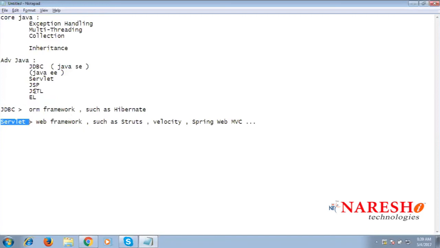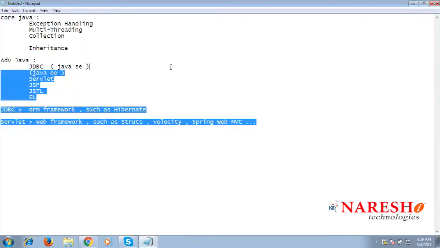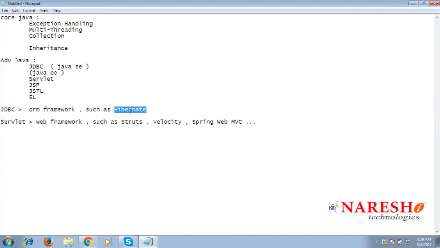JSTL, as I said, and EL is a small expression language that you're going to learn. So this is the relationship, and this is the importance of this technology. If you don't learn this, you cannot build a path towards these things. And for students in a hurry to learn other technology, I can give you clarity: after I finish JDBC, your path towards Hibernate is open. You don't need to worry about anything.